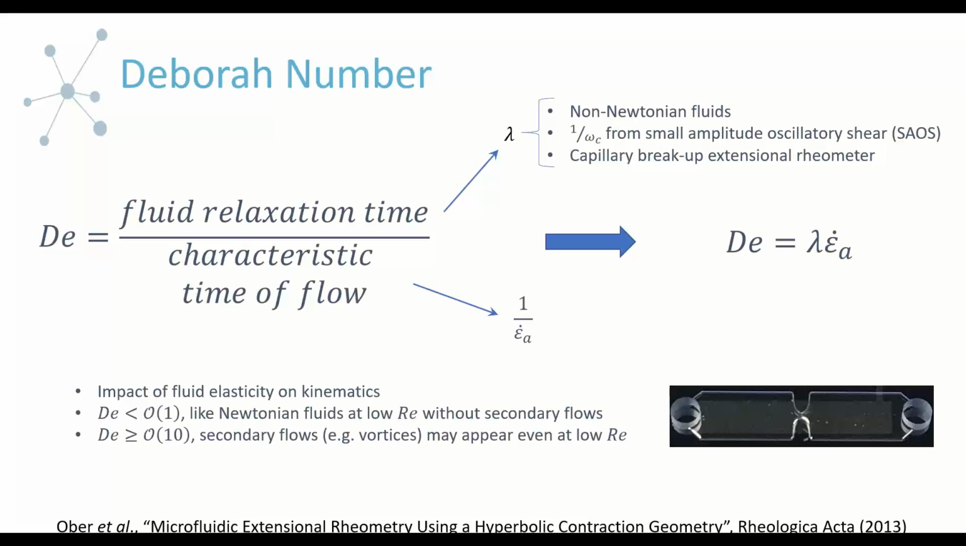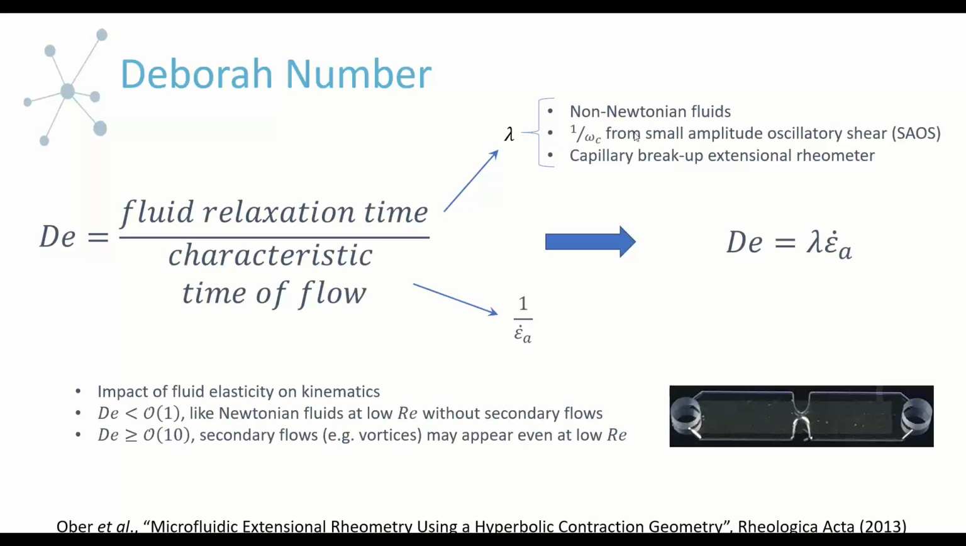The first is the fluid relaxation time, the characteristic relaxation time of the fluid. And the second is the characteristic time of the flow field. So this is a ratio of the two time scales. This characteristic relaxation time of the fluid is really relevant to non-Newtonian fluids. It isn't something that has much meaning for a Newtonian fluid, because we're looking at other driving forces of secondary flows, specifically elasticity, and Newtonian fluids don't have that elastic component. They're purely viscous.